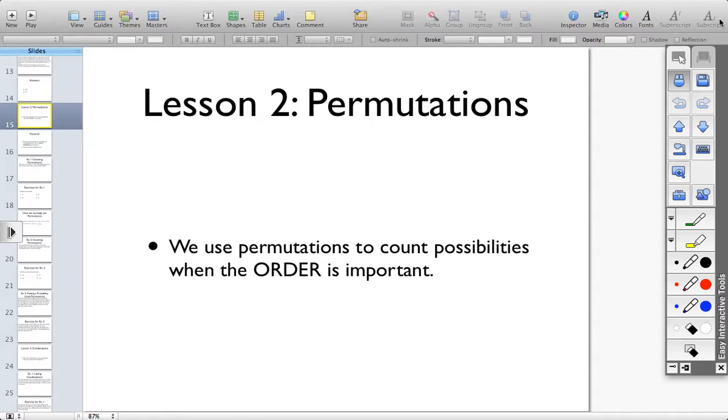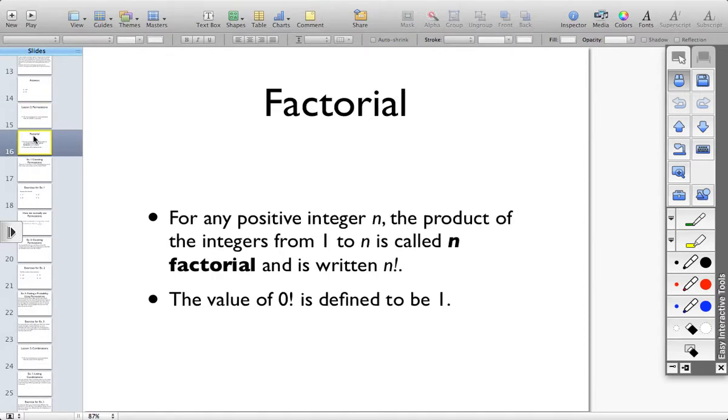So the first thing we're going to do is talk about a fancy vocabulary word called factorial. For any positive integer n, the product of the integers from 1 to n is called n factorial and is written as n exclamation point. All right, these numbers are really excited, they're going to use exclamation points. That's the punctuation symbol we use.